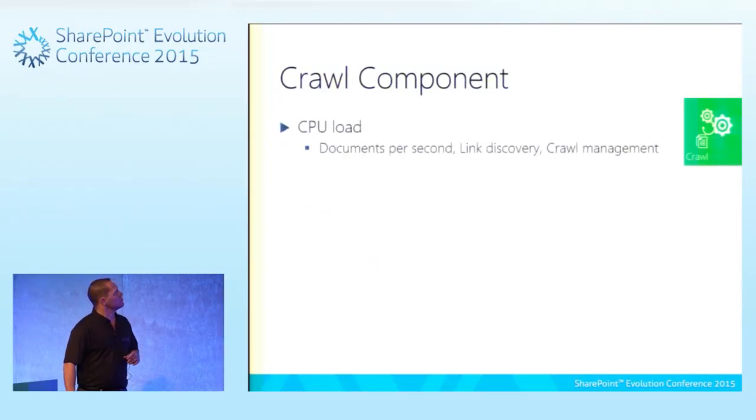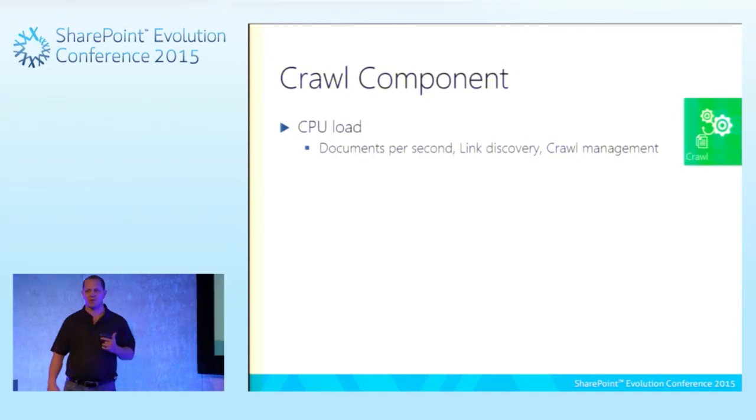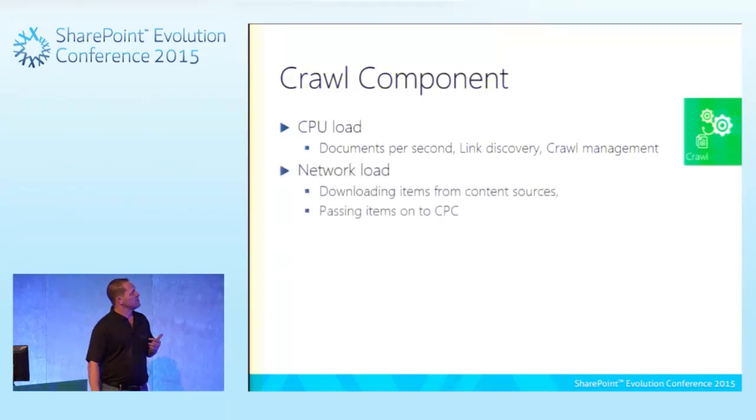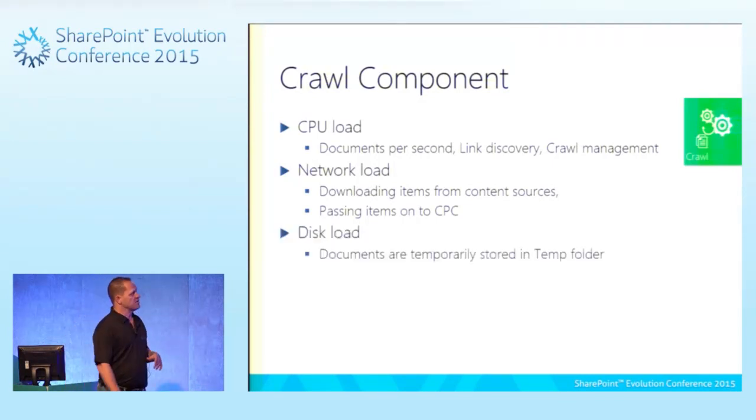Right, so what impacts the crawl? First of all, the CPU load: the documents per second, link discovery, and crawl management. Then network load. We're downloading items, and we're passing items to the content processing component. Why? Because obviously it's passing to a different server, so there's a network load involved. Disk load. As I said to you, they're temporarily stored in the temp folder, and it's not your temp folder. It's the temp folder of the search service account, where it's going to store it.